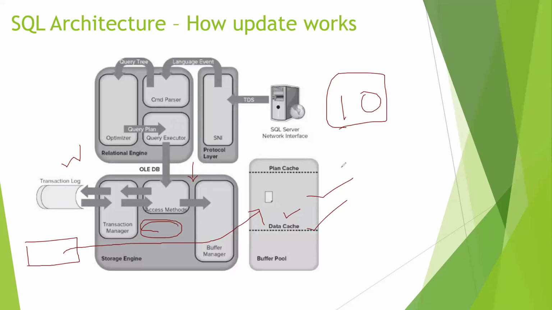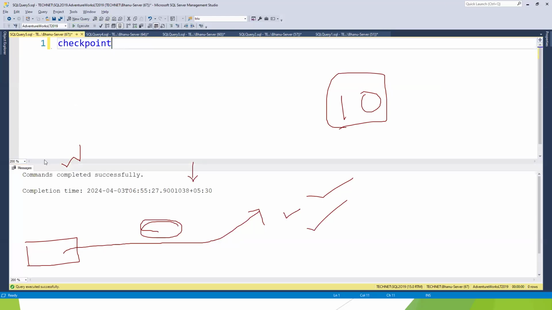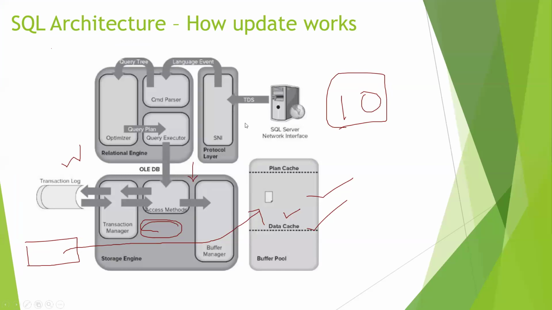And we have something called manual checkpoint. For example, if you want to execute a query, you can just execute CHECKPOINT, right? If you execute checkpoint, it executes successfully because you can execute checkpoint manually. And it will not remove the pages from the cache. It will just copy the pages.